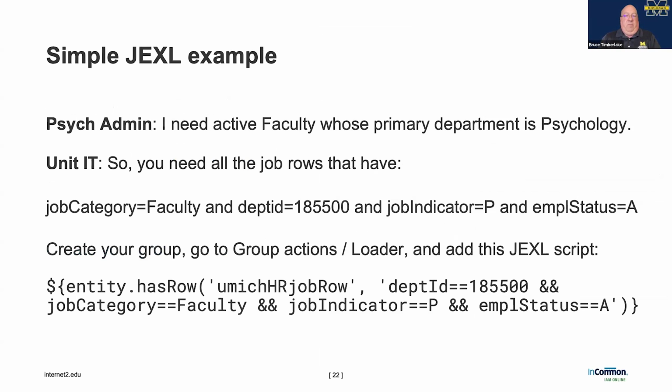So in the loader, you add this JEXL script here. And this would be an example of understanding the data, right? Job indicator may not be obvious to somebody, that it means primary or secondary appointment role. So this could be a case for naming something more clearly or picking a different name, but this is what we've got at the moment.